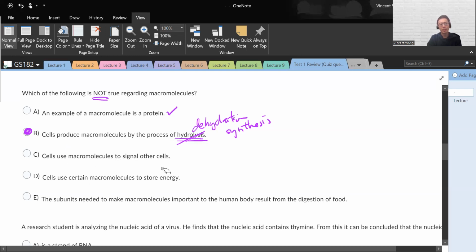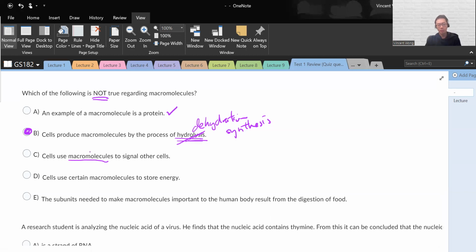Now that sounds a little bit abstract. You might not remember learning about it, but you are supposed to know that macromolecules include proteins. And we know proteins can be used to signal other cells, right? Cell signaling is one of the functions of proteins, when it's in a membrane.